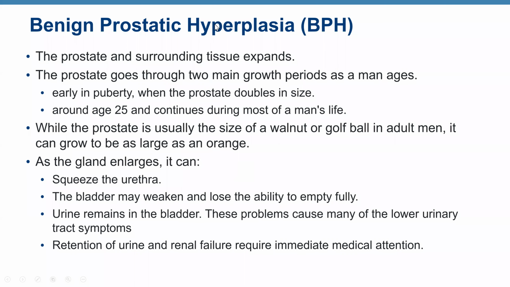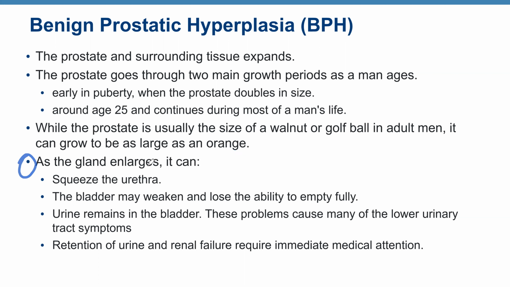So benign prostatic hyperplasia, or what we call BPH. The prostate and surrounding tissue expands. The prostate goes through two main growth periods as a man ages. First period, early in puberty, when the prostate doubles in size, and around age 25 it continues during most of a man's life. While the prostate is usually the size of a walnut, it can grow to be as large as an orange.